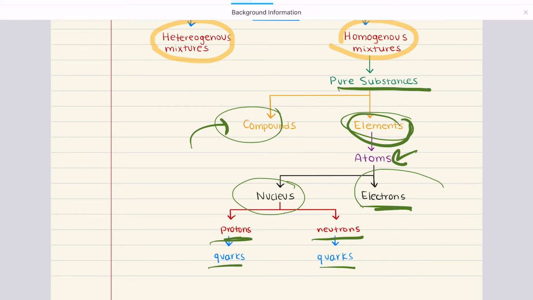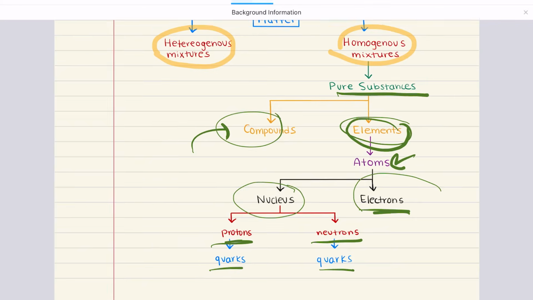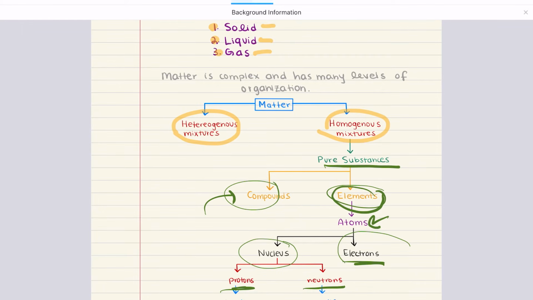We're not going to get into the details of that, but this just helps you visualize. Looking at this, you can begin to understand the hierarchical structure of matter, from mixtures to pure substances, elements and compounds, down to atoms and even their subatomic particles. And that provides us a comprehensive framework for exploring the composition, the properties, and the interactions of all material substances in the universe.